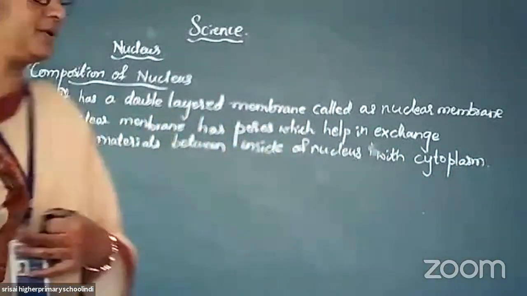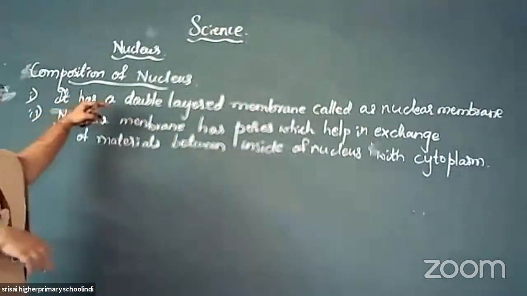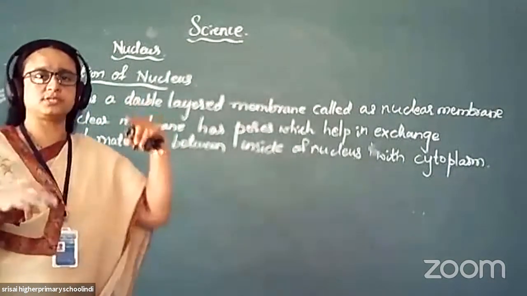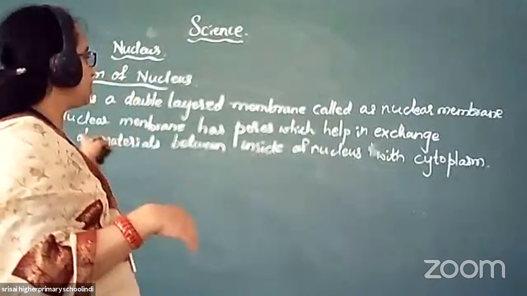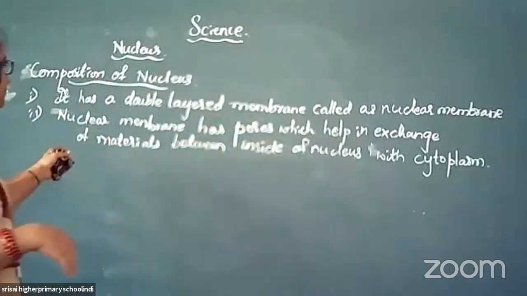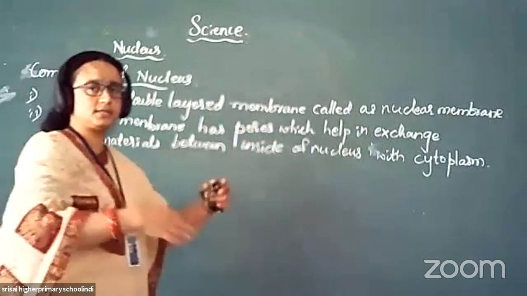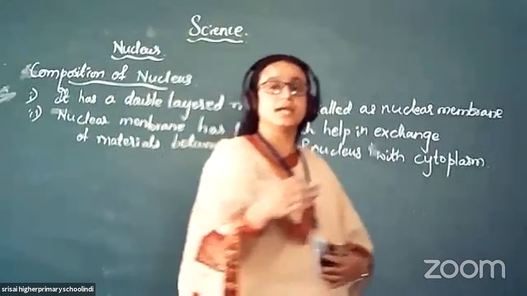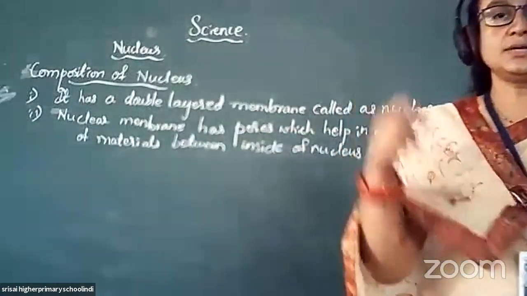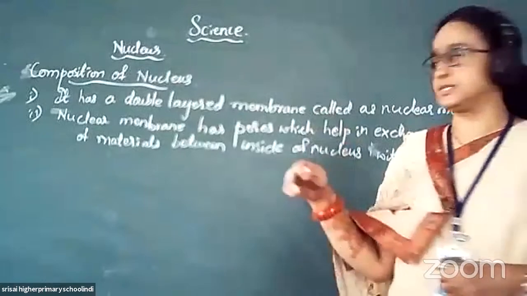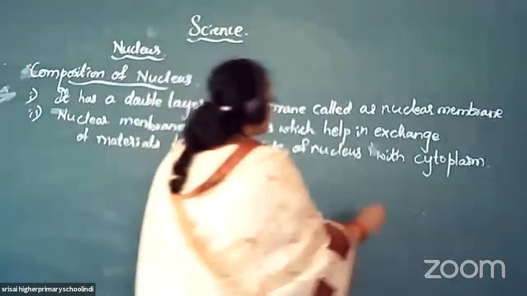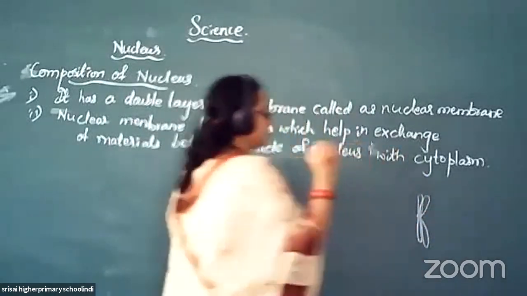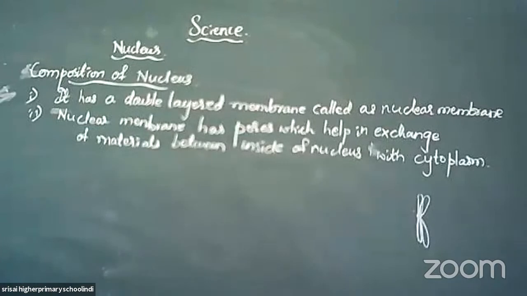In the previous class we studied up to here only. The first thing is that it has a double layered membrane called the nuclear membrane. In that membrane there are small pores. Those pores help in the exchange of materials between the inside and the external cytoplasm. Now the next thing is that it has chromosomes. The chromosomes will be rod-shaped structures like this. Chromosomes will be like this, rod-shaped structures.